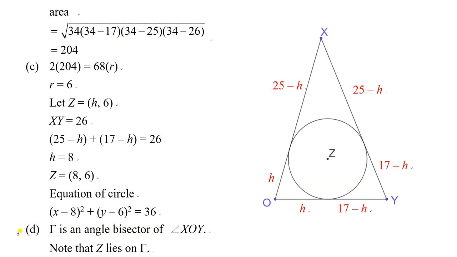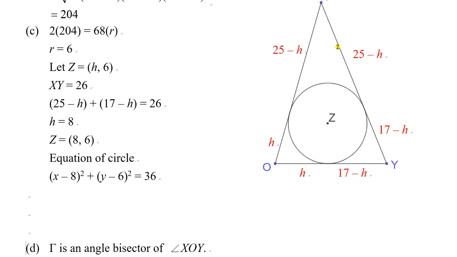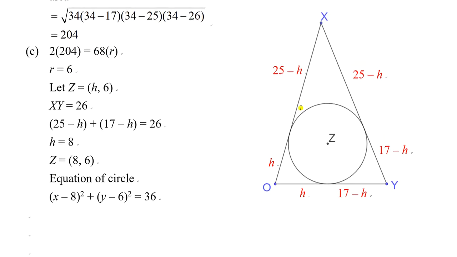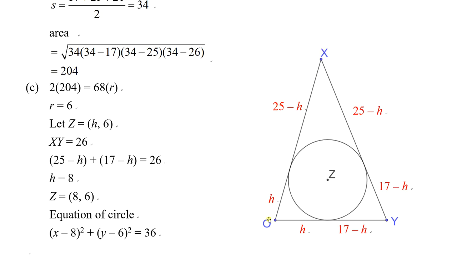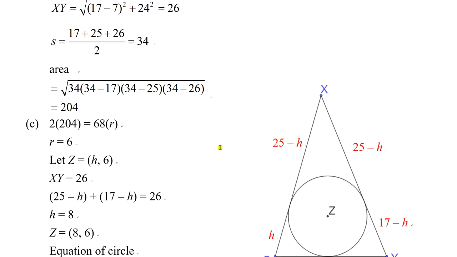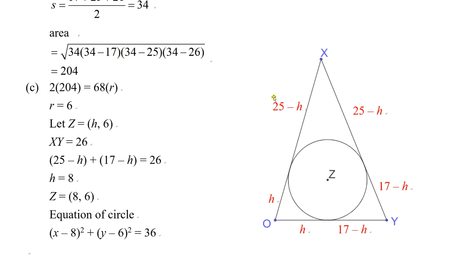In part C, you draw the graph in this way. OX that we found is 25, OY is 17, and XY that we found is 26. Suppose this will be small letter h, the distance between the center and this contact point. So O to another contact point will also be h by tangent properties. Then you can mark all these lengths in terms of h.